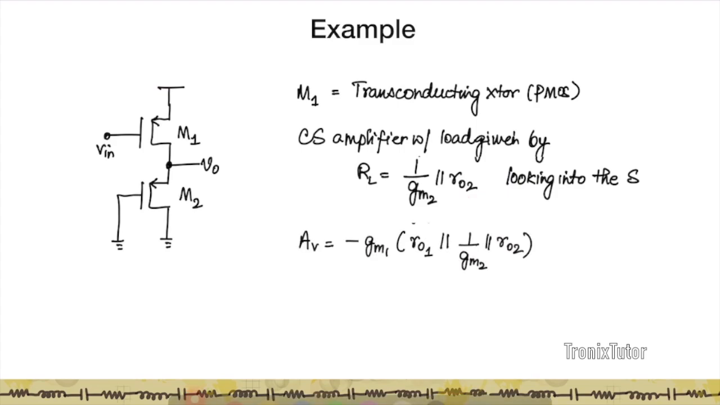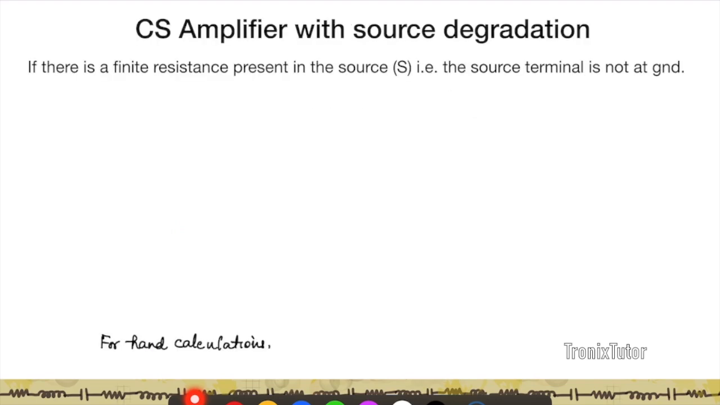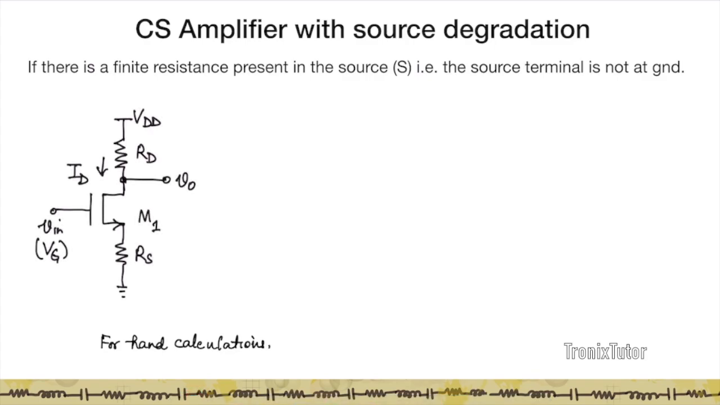And so therefore my gain is going to be minus gm1 into ro1 parallel ro2 parallel 1 by gm2. So that's going to be the gain of this circuit. Now let's look at what happens. Suppose there is a finite resistance that is connected to the source terminal. In other words, my common source amplifier looks something like this.